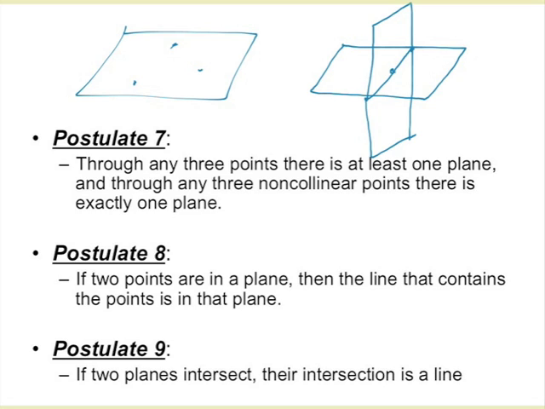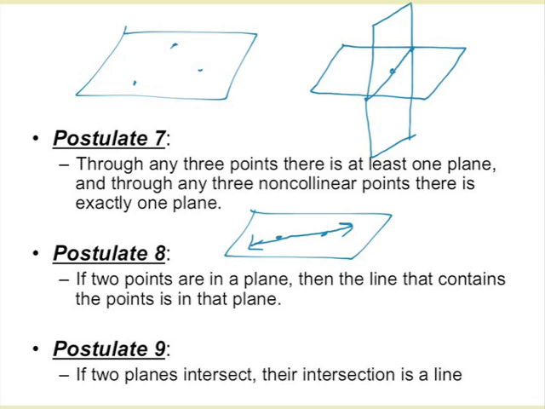Postulate 8: if 2 points are in a plane, then the line that contains those points is in the plane. Remember, we can think of a plane like a sheet of paper. What this postulate's really saying is if you take a sheet of paper, or a plane, and you draw 2 dots on it, or points, and then I ask you to connect the dots, you have to do it on the paper, right? The wall, that's not connecting the dots, because the points are on the paper. So that's what this postulate says.